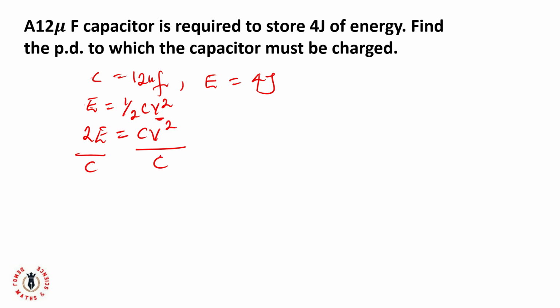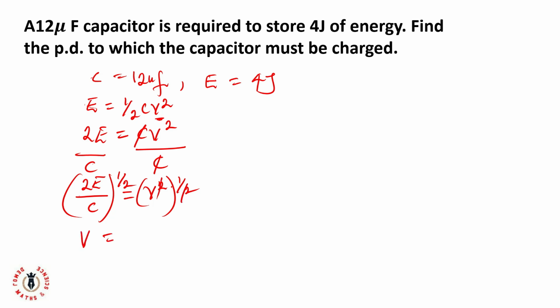I'll have C at this end cancel C at this end. So 2E over C will be the same thing as what? V squared. Now to solve for V squared and make V the subject of the formula, I'll take a square root of both sides, raised to power half. Here also will be raised to power half. That's the square root sign. So that finally my V is equal to 2E over C raised to power half. So V is the same thing, I can rewrite it this way for convenience.